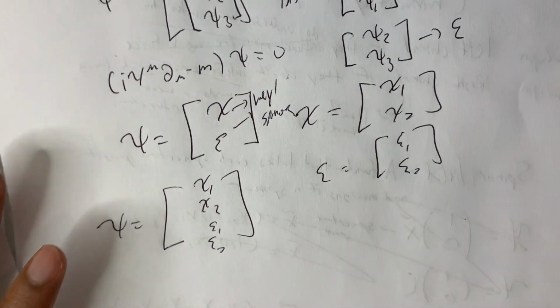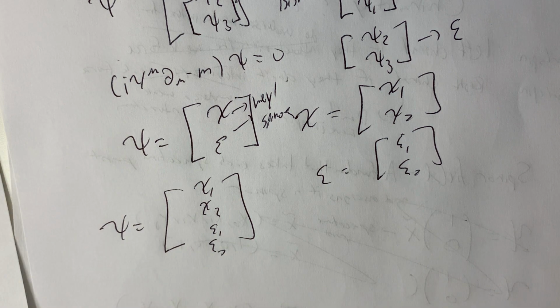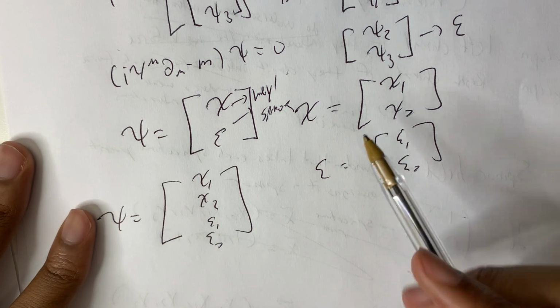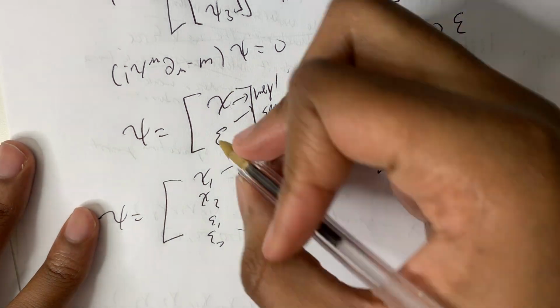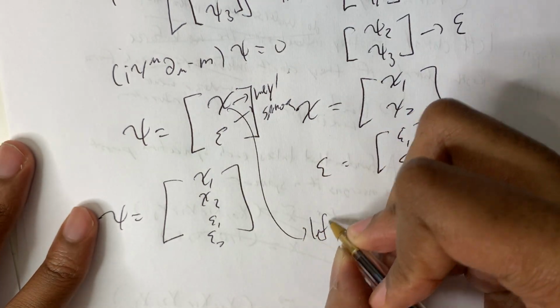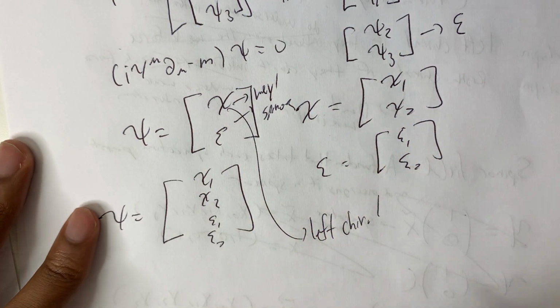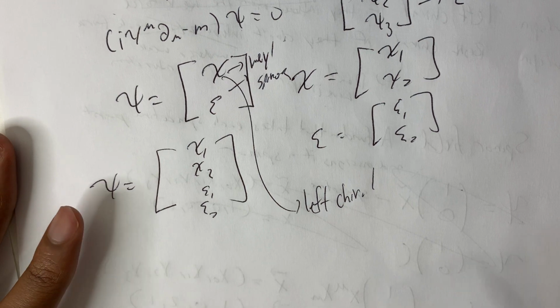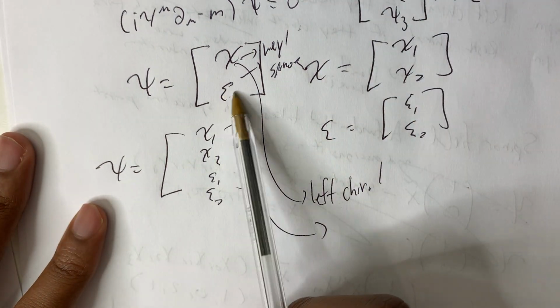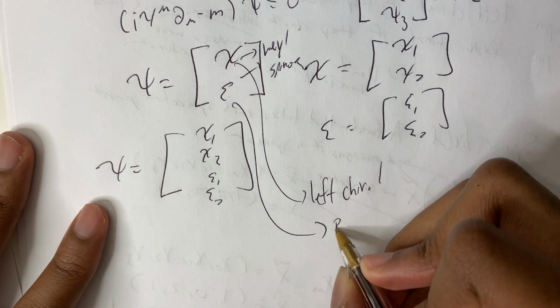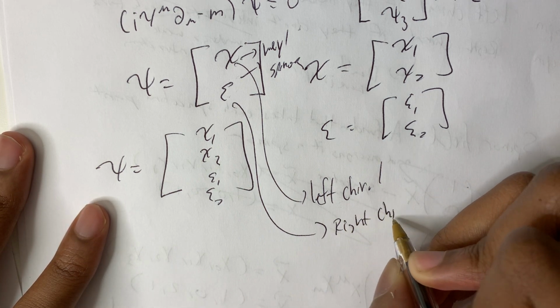This is why I talked about chirality in the beginning of this video, because it turns out that the upper Weyl spinor is actually left chiral. Did I talk about what left chiral is? Yeah, I did. So it's actually left chiral, and the lower spinor is actually right chiral.